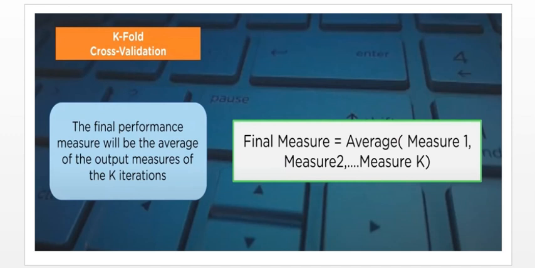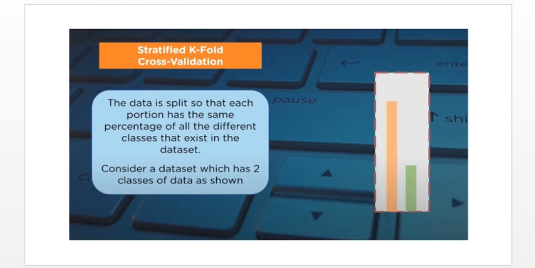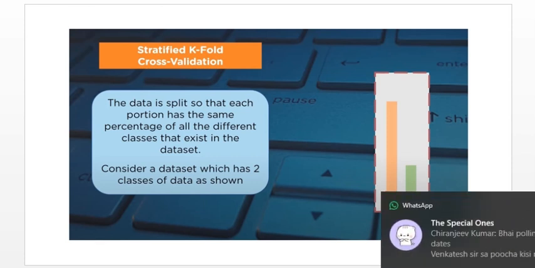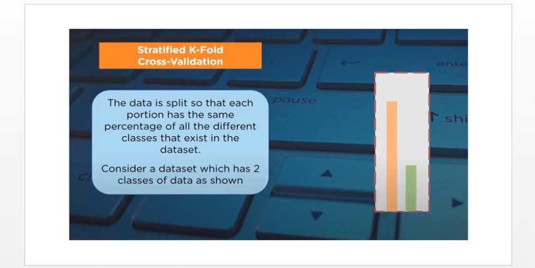Next is the stratified k-fold cross-validation. This is similar to your k-fold cross-validation, but here it ensures that each fold maintains the same proportion of target classes as the original data set, and this is particularly used for imbalanced data sets.